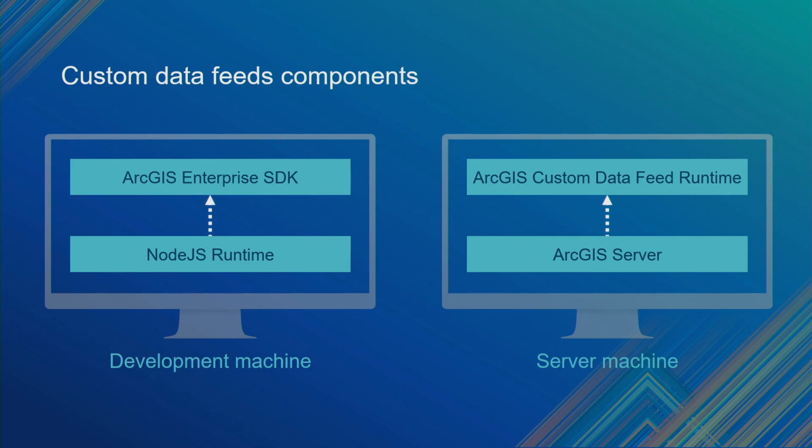But you want to have a development machine that's compatible, typically with the version of Node JavaScript that's running, and we'll have to have the Enterprise SDK installed on it. And then we'll have a separate machine. That's the machine that is running ArcGIS Server, and that will have the custom data feeds runtime installed on it as well. So you're more than likely going to need collaboration to get this done. So if you're a developer, you're going to need to work with your IT department. If you're IT department, you're probably going to have to work with your developer or potentially that GIS professional to make sure this is getting implemented in a proper fashion.